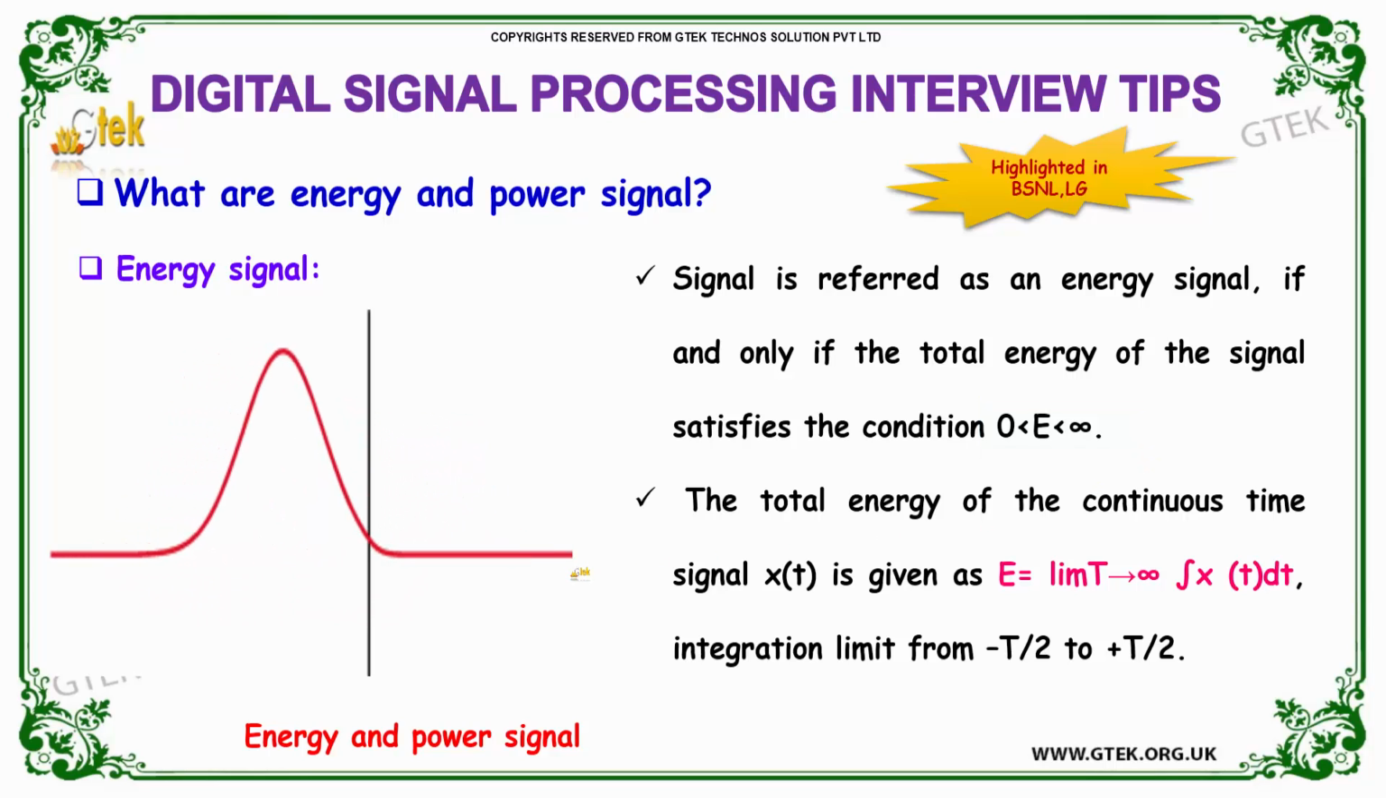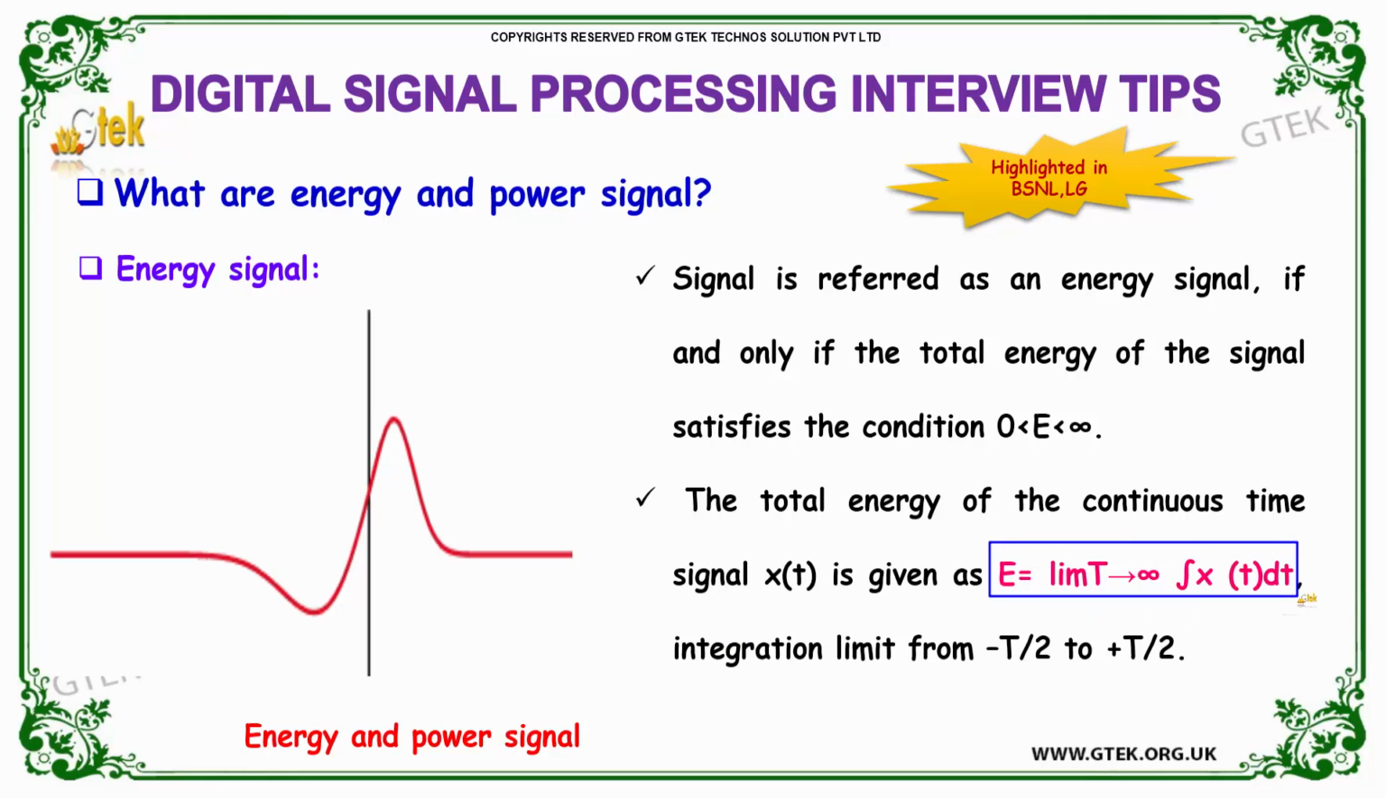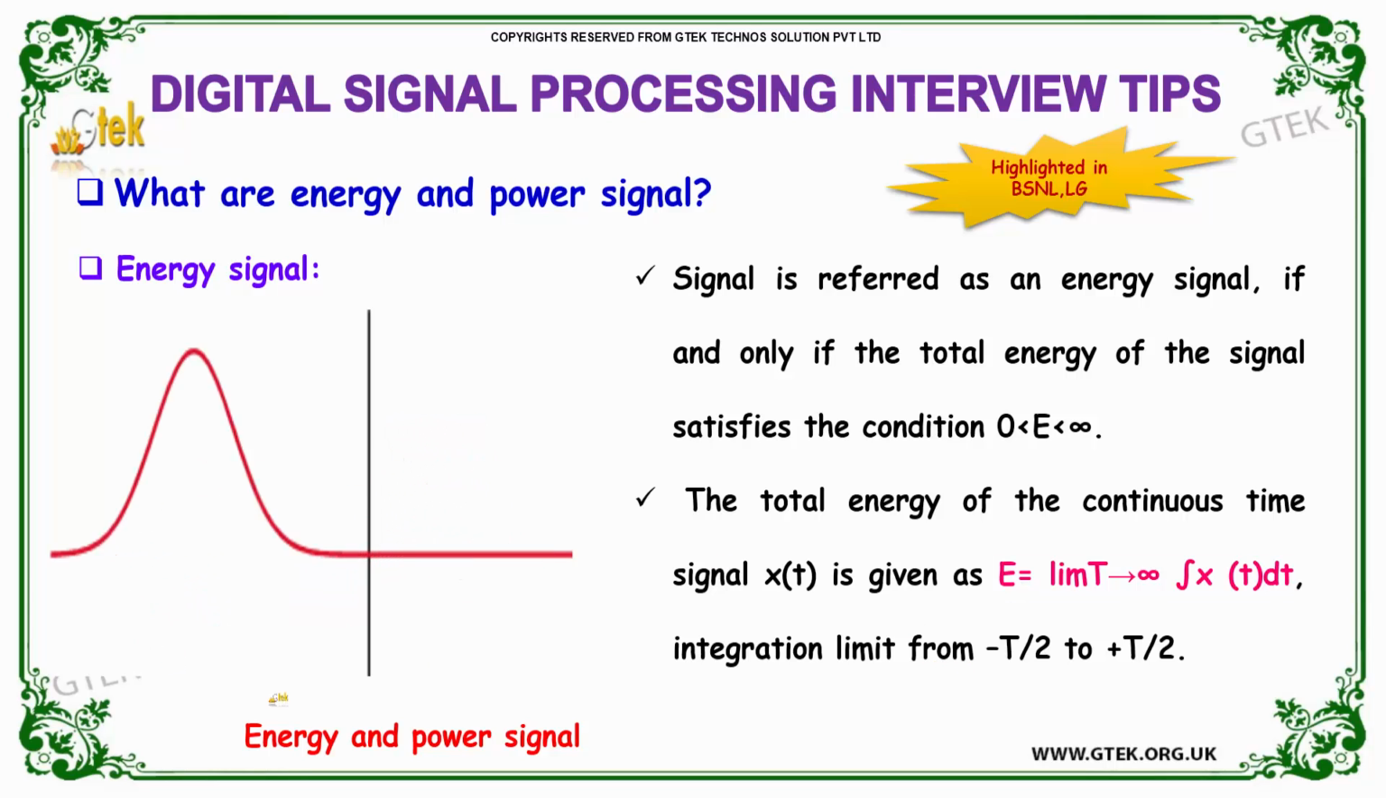Other than this, the total energy of the continuous time signal x of t is given as E equals limit T tends to infinity integral of x squared of t dt, with the integration limit from minus T by 2 to plus T by 2. You can see the depiction of energy and power signal over here.